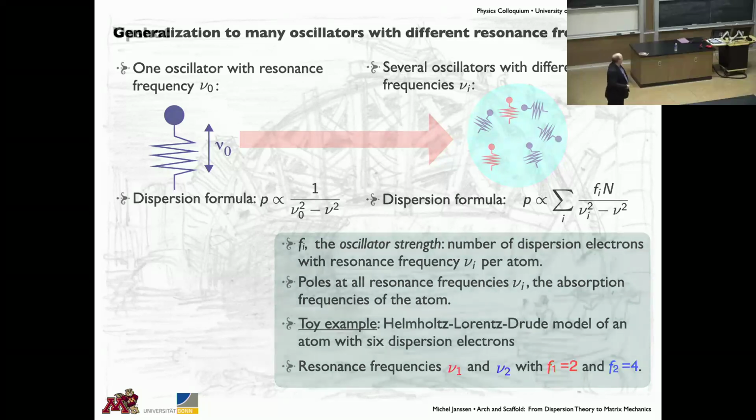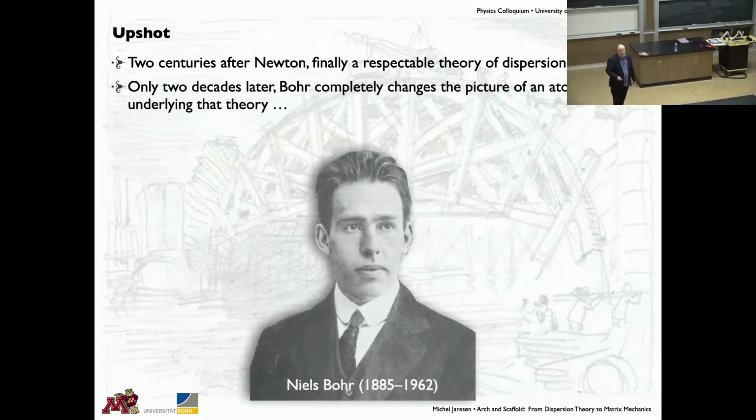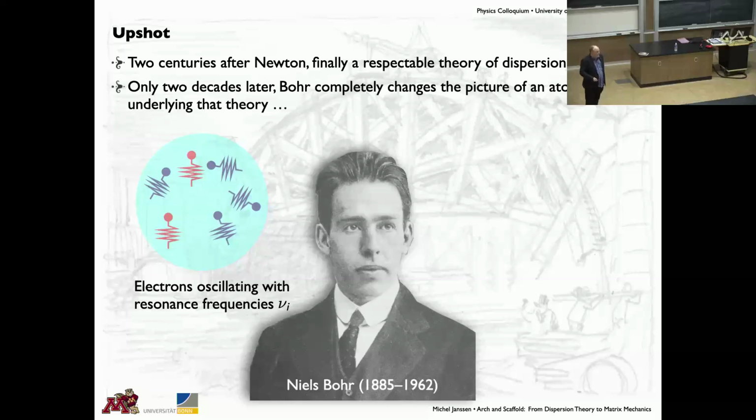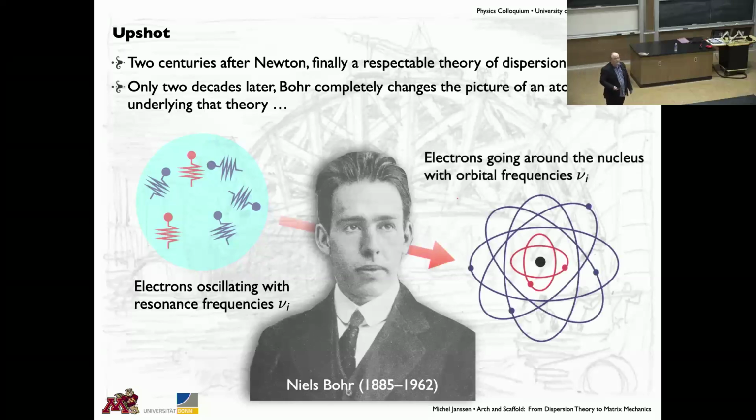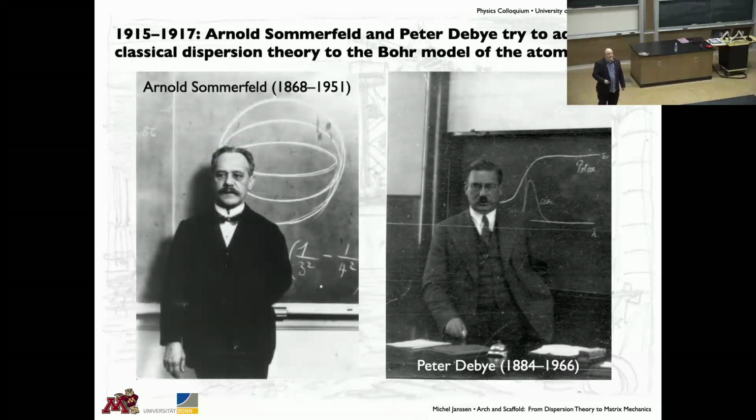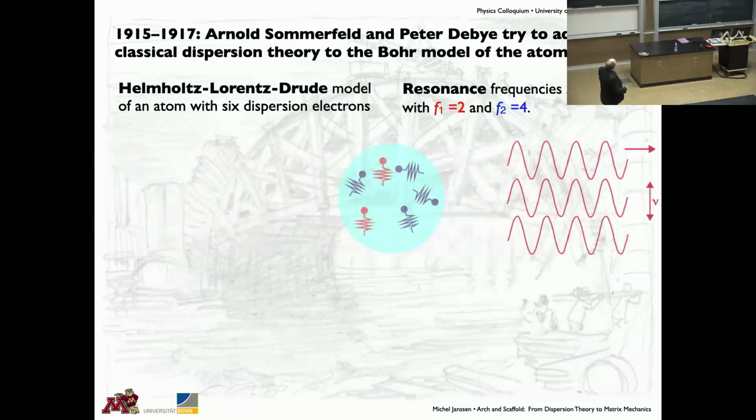Beautiful. All right, so two centuries after Newton, there was finally a semi-respectable theory of dispersion. Unfortunately, just two decades later, Bohr yanked the ground out from under it, because instead of this kind of picture, this of course is my drawing, but that was the picture that people had. Now it gets replaced by this picture where the electrons are orbiting the nucleus. Well, not to worry, Sommerfeld and Debye set out to adapt this theory to the new situation. So before we had the wave coming over this.